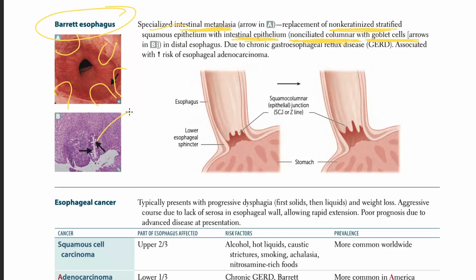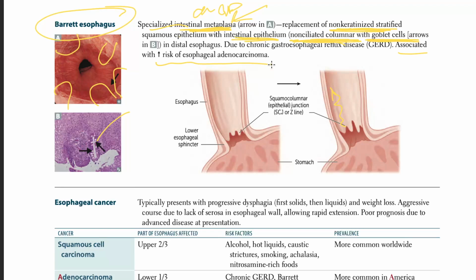Okay, in the distal esophagus, due to chronic GERD. So chronic GERD causes the metaplasia. Chronic GERD causes this metaplasia to occur so that the cells can bear the stress that has been put on them. Okay. Associated with increased risk of esophageal adenocarcinoma. Okay, metaplasia leading to carcinoma.